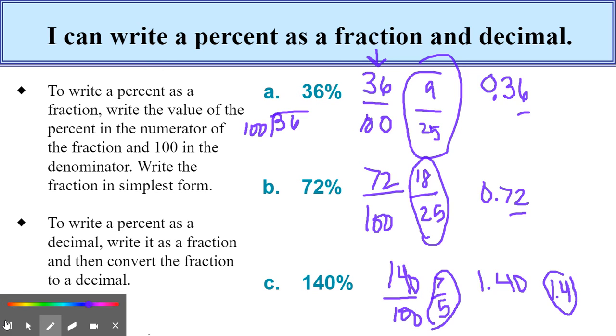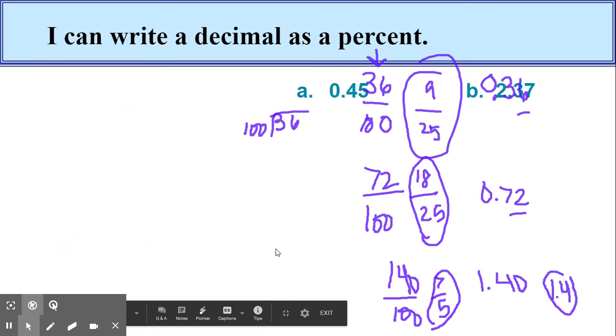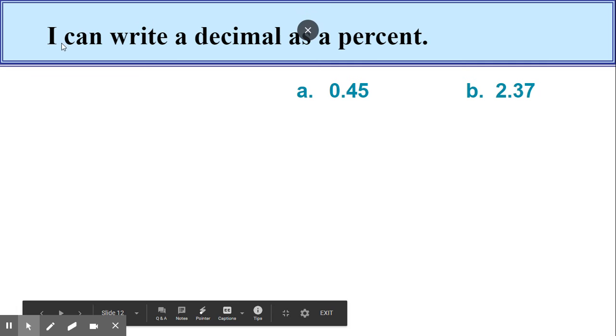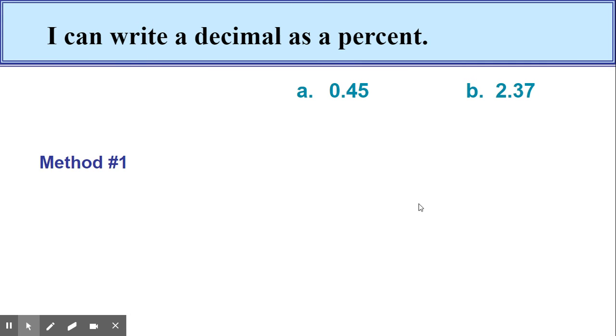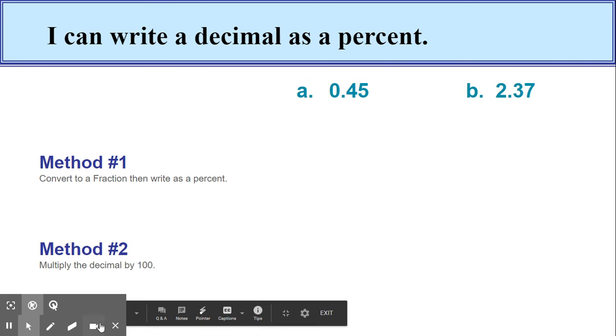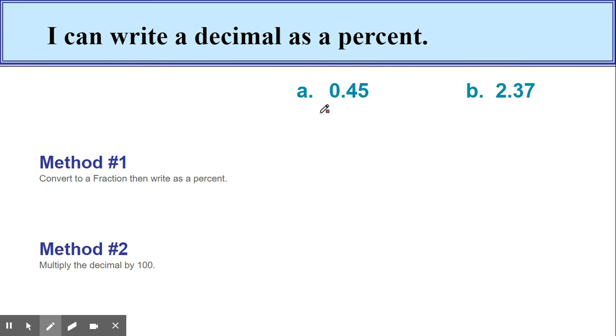Okay, so let's go ahead and try the next part. So as I look at this one, I can write a decimal as a percent. There are two methods. We can use one method where we convert the decimal to a fraction and then write it as a percent. Or we can multiply the decimal by 100. We're going to try this strategy for both. So let's start with method one. I'm going to convert this decimal to a fraction. When I read this out loud, it says 45 hundredths. So I'm going to write 45 over 100.